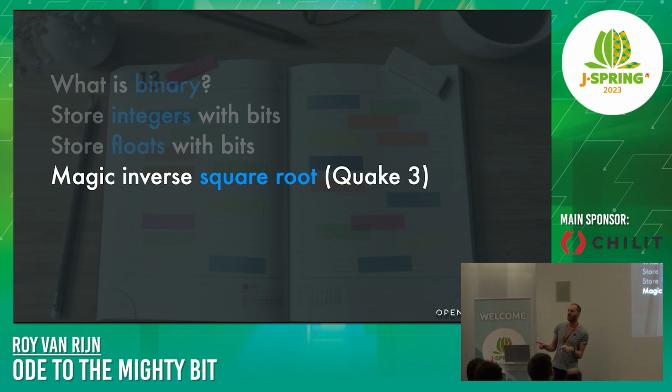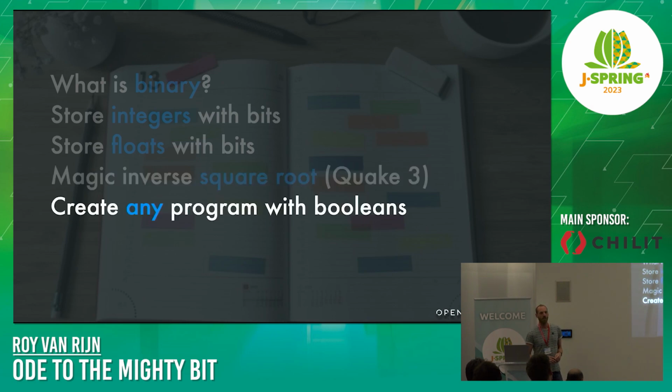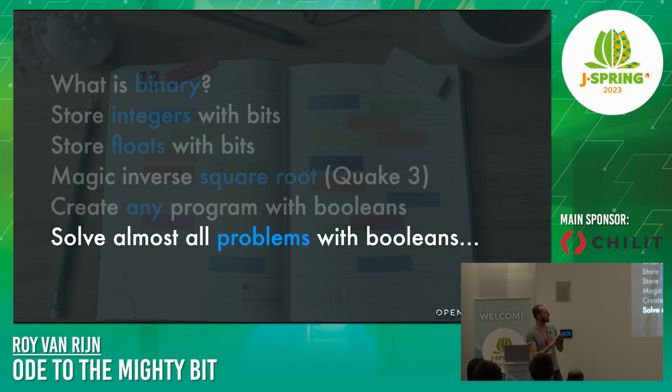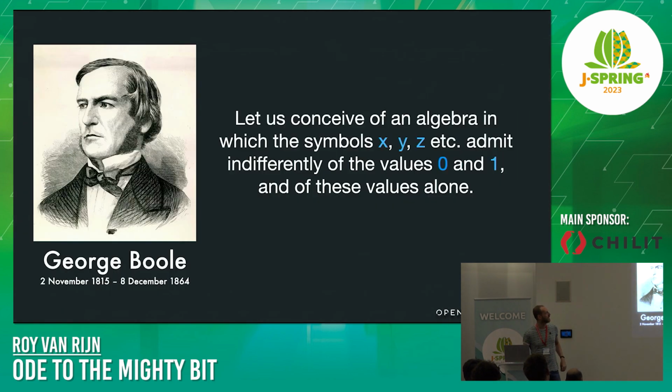That leads us into a very cool trick that was used in Quake 3, which is called the magic inverse square root. I'm going to explain how it works and how you can derive that solution that they came up with. Then we're going to create any program on Earth using just booleans. And lastly, we're going to solve all the problems in the world using bits. So it might be a little bit ambitious, but I think we'll be able to manage.